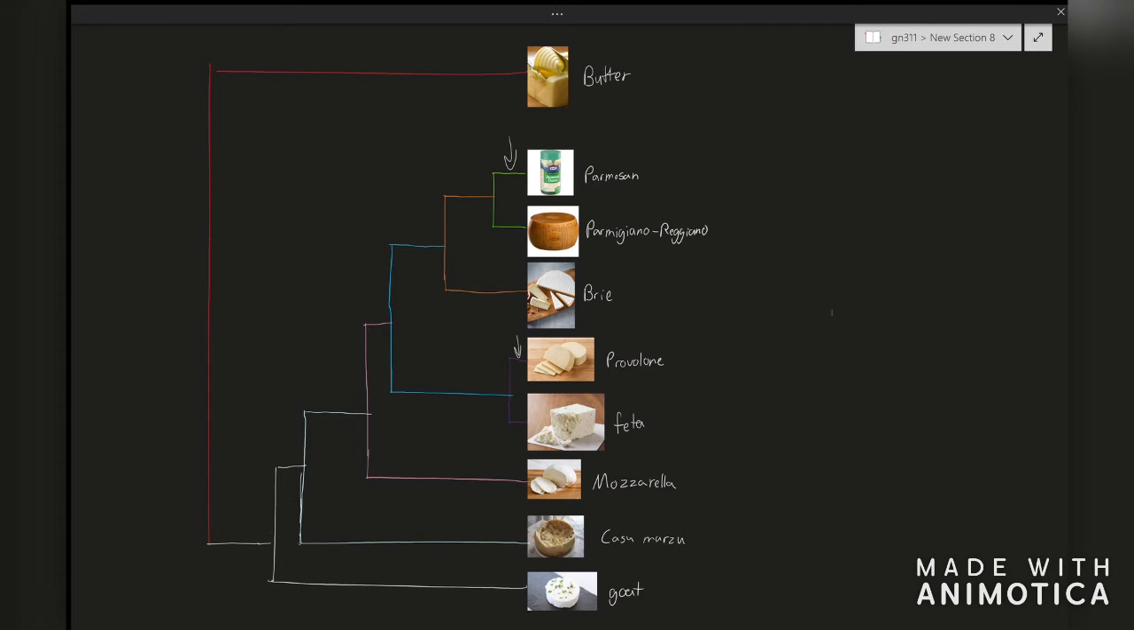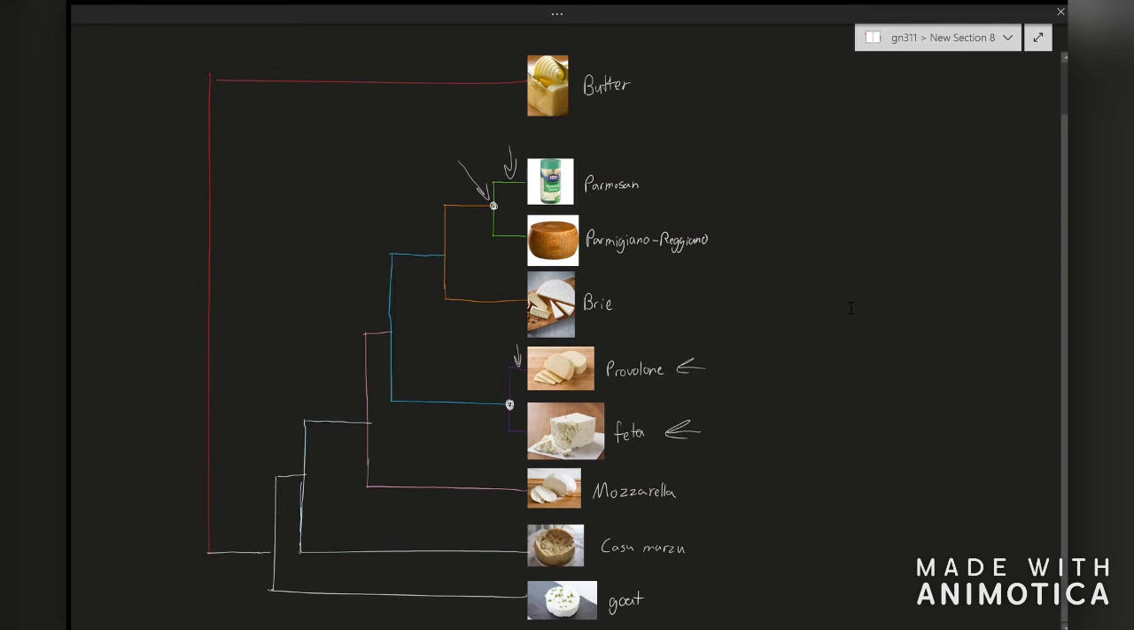So these OTUs will give time to when was the last common ancestor before the divergence, and these common ancestors are found here at nodes. When a species splits from a common ancestor and forms a new species, that is called cladogenesis. Take, for example, provolone and feta cheese. They split from this common ancestor to form provolone and feta cheese.